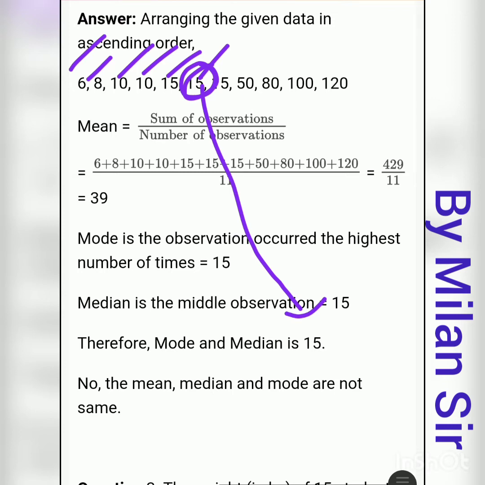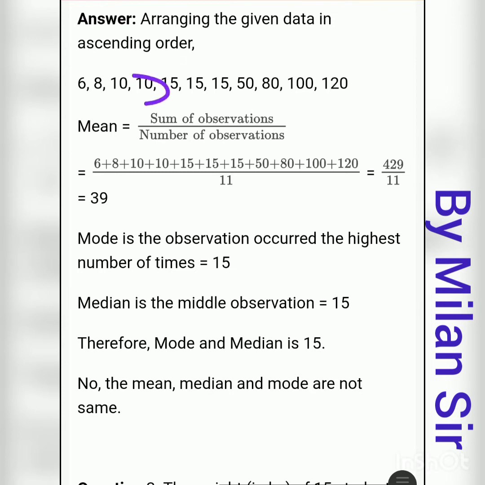So students, in total here we have three things. Mean is represented by x bar, median is represented by M, and mode is represented by M0, otherwise Z.